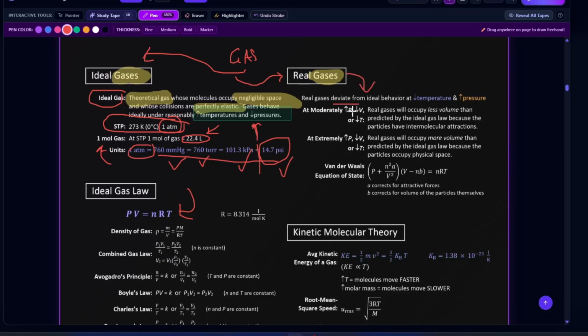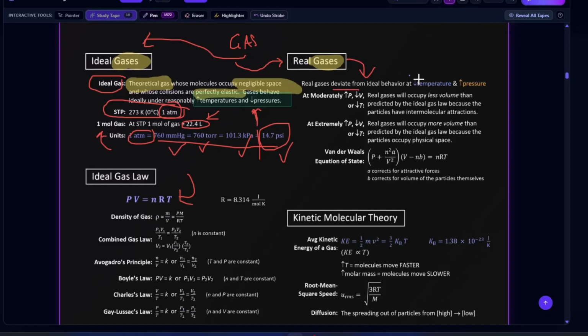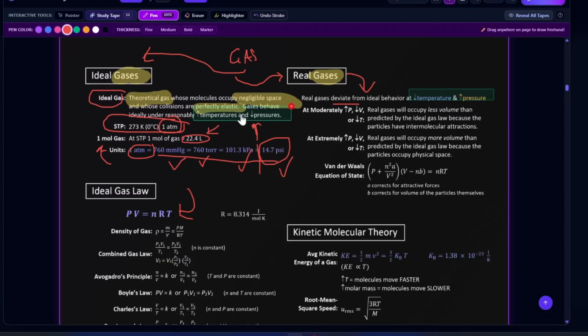Real gases deviate from ideal behavior. It would be the opposite of what we have here. So ideal gases love to be at high temperatures and low pressures, and it's the opposite for real gases because they're deviating from ideal behavior. So it's the opposite: low temperature and high pressure in those environments.